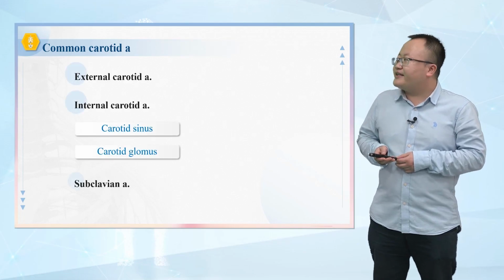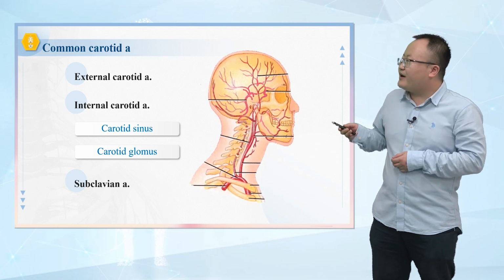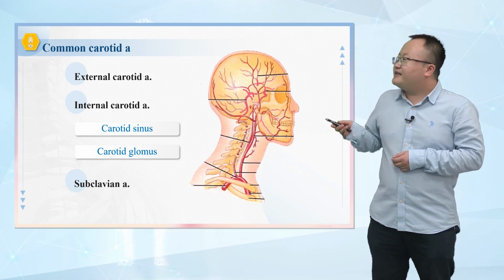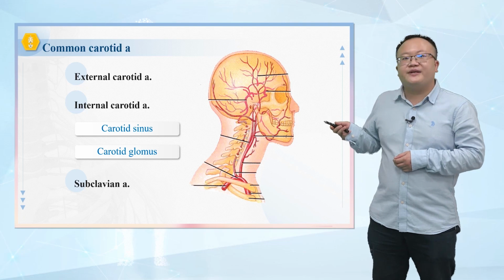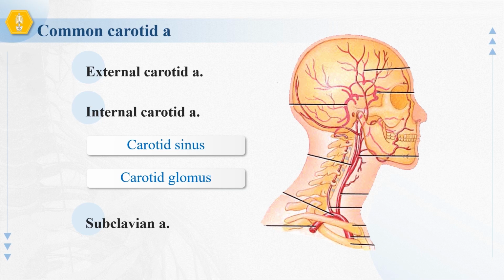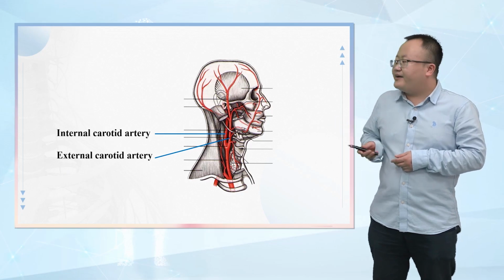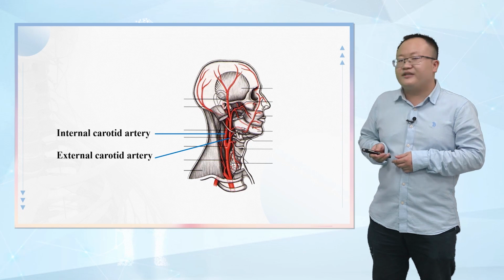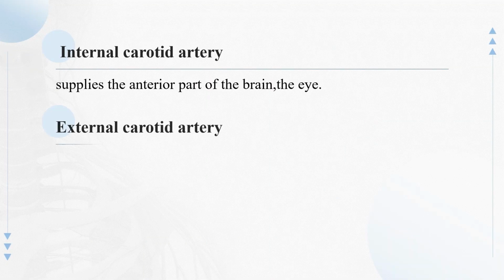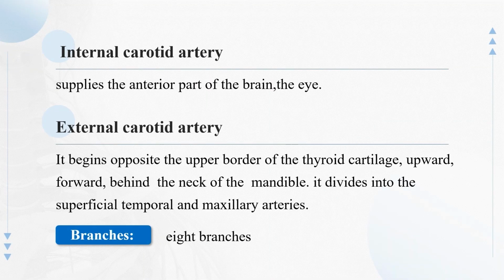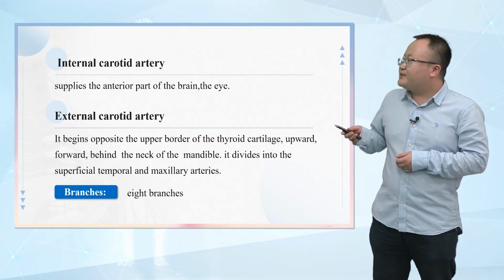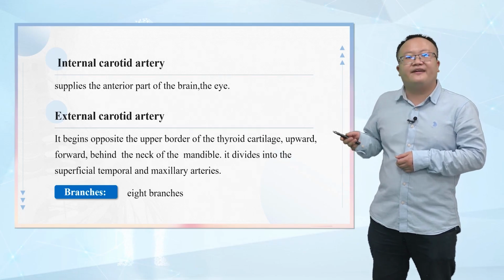The common carotid artery has several branches. They are the external carotid artery and the internal carotid artery. This demonstrates the internal and external carotid arteries. The internal carotid artery supplies the anterior part of the brain and the eye.